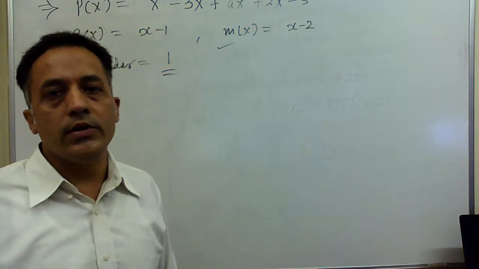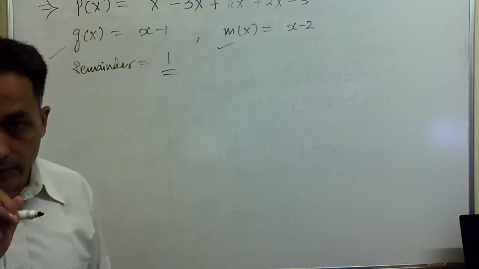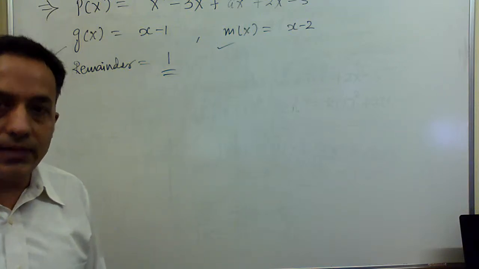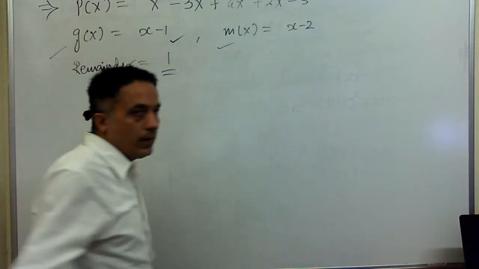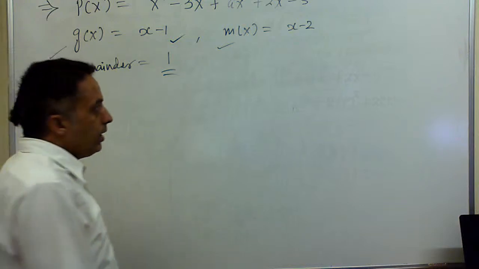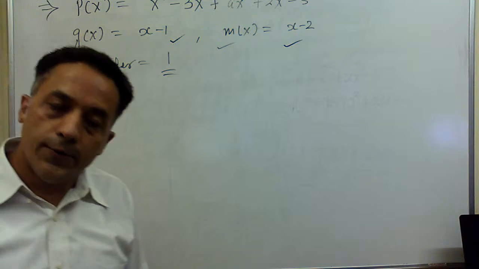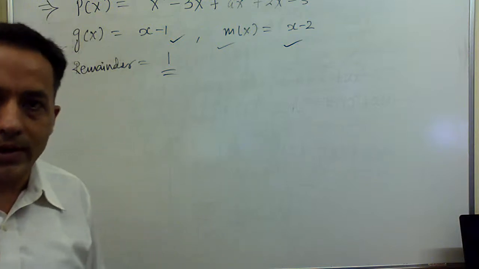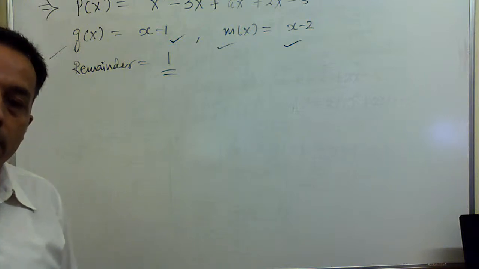So kindly copy down this question and try to solve and get the value for a, and check whether you are getting the same value when you divide it by x minus 1 and when you divide it by x minus 2, or different values, that you have to check. So copy down this question and try to solve it by yourself.